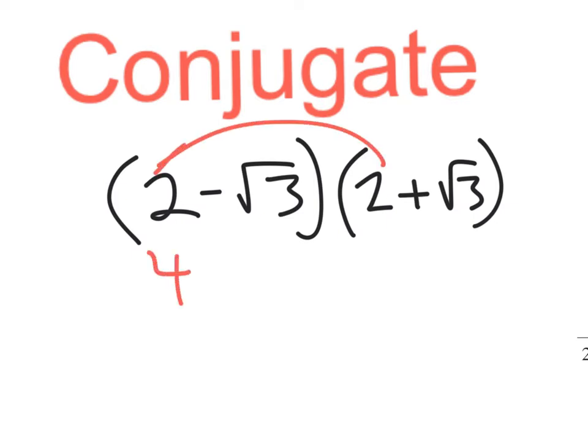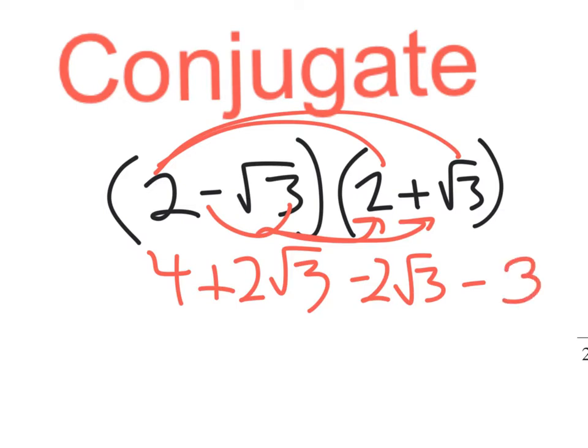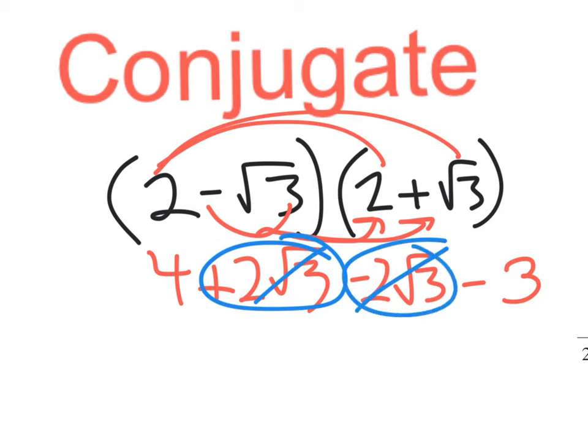2 times 2 is 4. 2 times square root of 3 is 2 square root of 3. The negative square root of 3 times 2 is negative 2 square root of 3, and the negative square root of 3 times a positive square root of 3 is a negative, because a negative times a positive is a negative, and the square root of 3 times the square root of 3 is just 3. And we could clearly see that the middle terms cancel out. One's positive, one's negative, and we do see that 4 take away 3 equals 1. So it's crazy. This whole thing up here, 2 minus the square root of 3 times 2 plus the square root of 3, it's actually equal to the number 1. So yeah, it's cool multiplying by the conjugates.